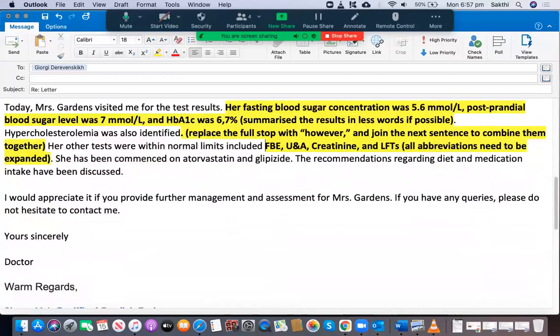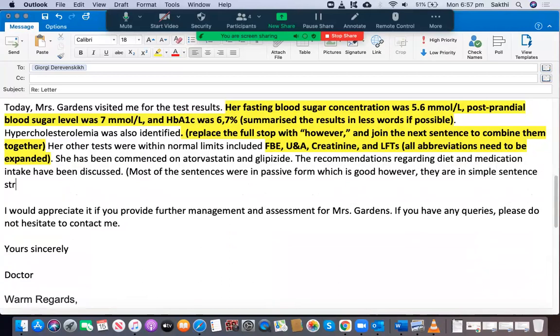She has been commenced on atorvastatin and Clipsin. Okay. The recommendations regarding diet and medication intake have been discussed. That's good. So the way he has used the passive voice is good. I'm happy with that. So most of the sentences were in passive form, which is good. However, they are in simple sentence structure form. That's a bad thing. Okay, so there's one positive and one negative thing.